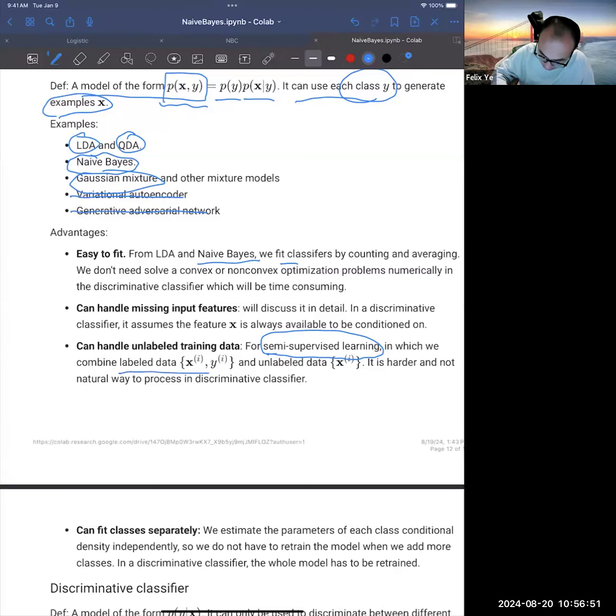That means we have some labeled data and some unlabeled data. So can we use the information that we have on the labeled data to make further predictions for those unlabeled data? This is how it is processed. But in general, if you want to work with a discriminative classifier, that would be almost impossible, because when we do the training, they require that yi has to be observed. If yi is not observed, then we can't do any training here.